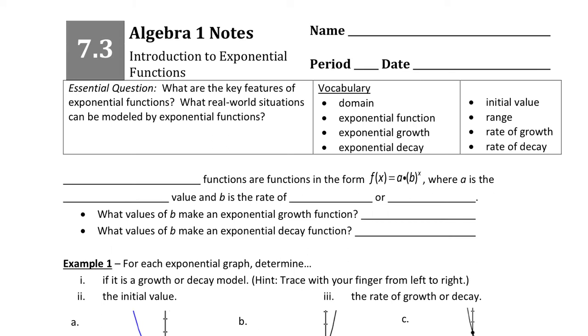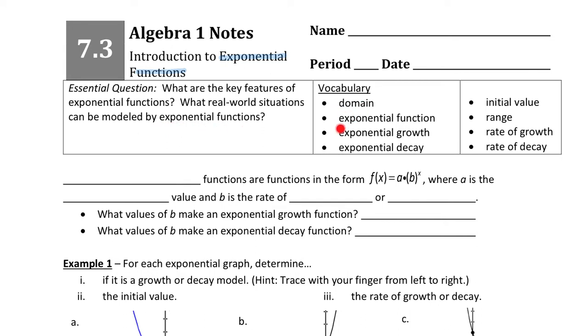In the last lesson, we learned that these geometric sequences have a very unique shape to them. We end up with this gigantic growth when we look at these kind of patterns. And this actually will lead us to something called an exponential function. And you can see here we've got our essential question: what are the key features, and what real world situations are modeled by those functions?